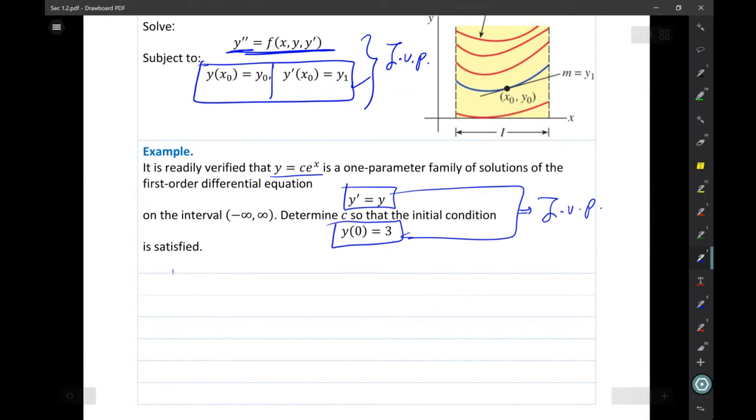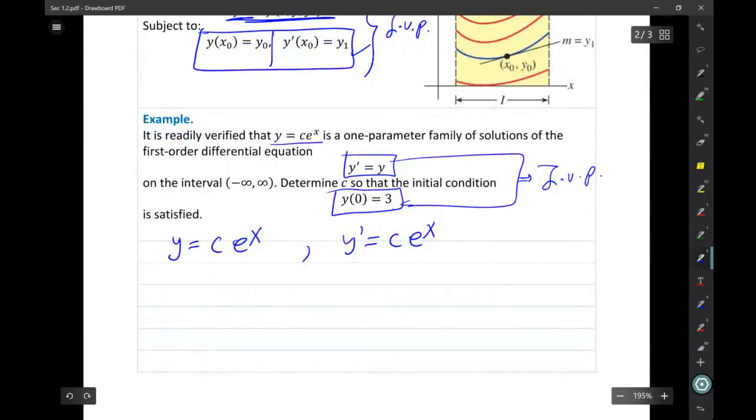Check that y is equal to the constant c e^x. You need y prime, so again it is c times e^x. That implies c e^x, which is y prime, is equal to c e^x, which is equal to y. So it is a solution.